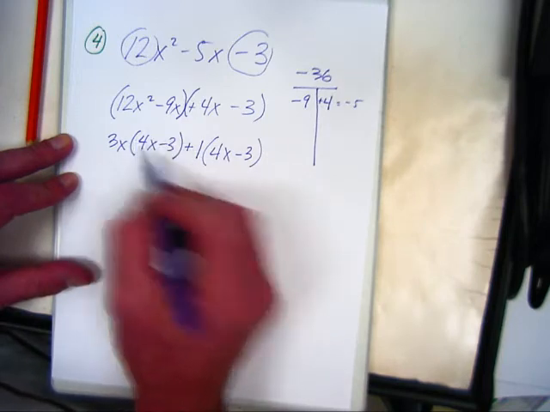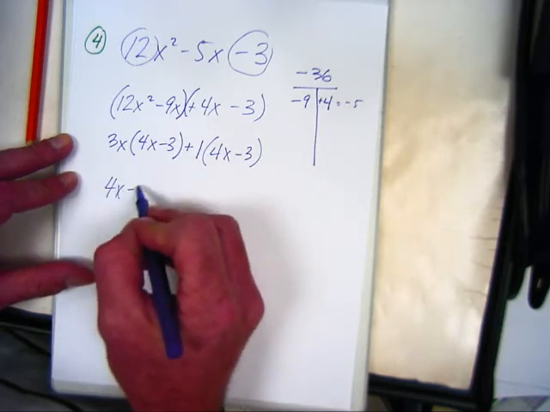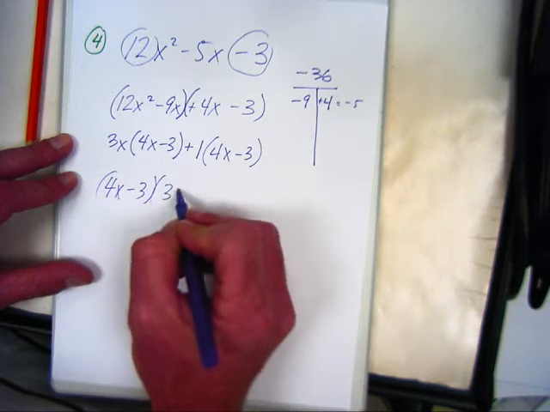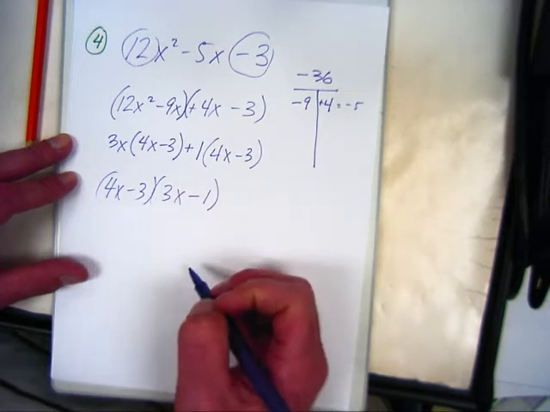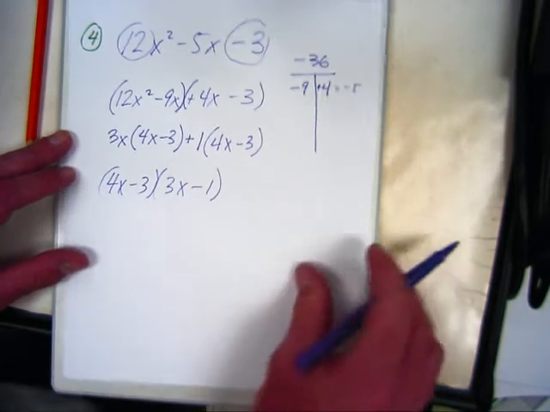Now I GCF out these 4x minus 3's, and I'm left with 3x minus 1 there. This is our factored form. Let's look at number 5.